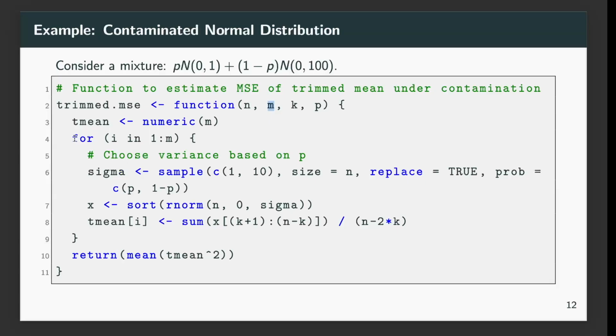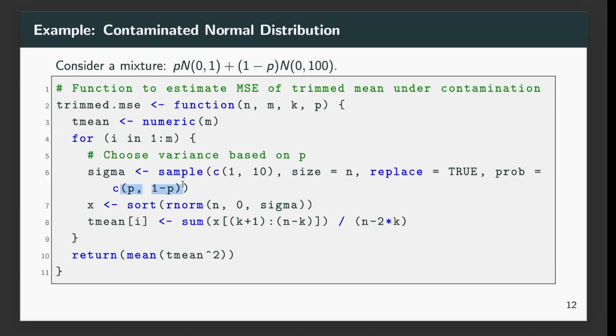And for each of the replications, we choose the variance based on the value of p that we put here. Okay, so sigma is given by, first, we take the sample from 1 to 10, and the size is equal to a certain size n, where we already put the n in the parameter there. This is with replacement, and the probability is given by p, or one part of it is p and the other part will be 1 minus p.